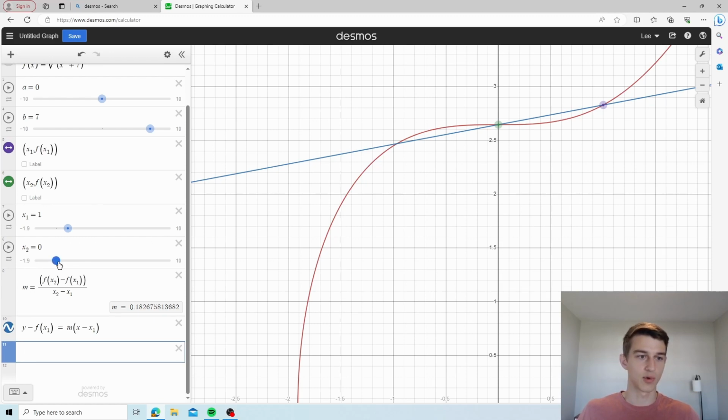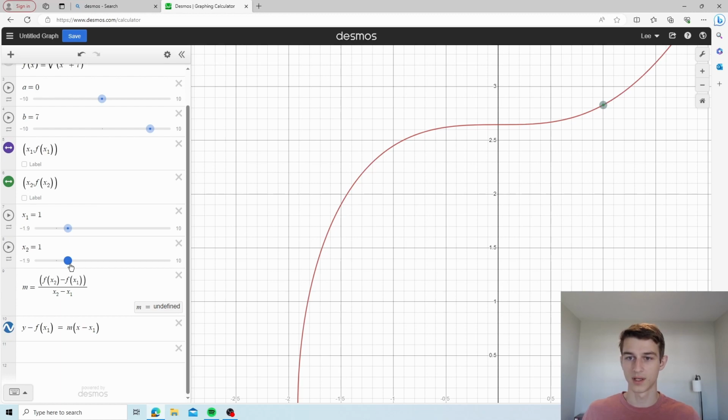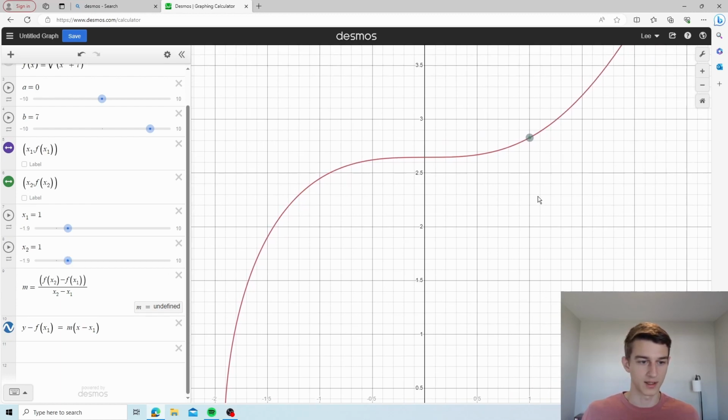So as I slide these points around, you'll notice there's kind of a special case here. What if x1 equals x2? So they're both at 1 here. You see our line disappeared. And if you think about why, it makes sense why it disappeared, because we can't calculate the slope between the same point, right? The slope, and this is sort of why calculus exists in the first place, is as these points get infinitely closer and closer together, we can still calculate the slope, but then as soon as they are equal, we no longer have that point.